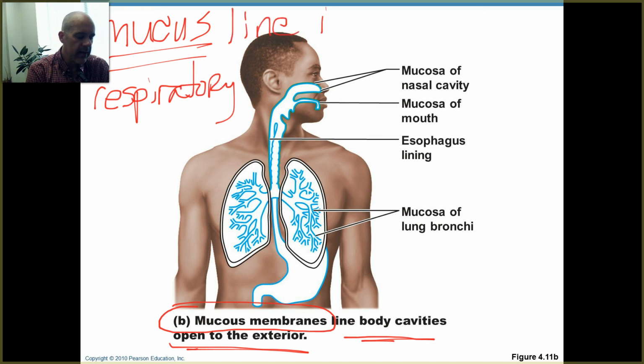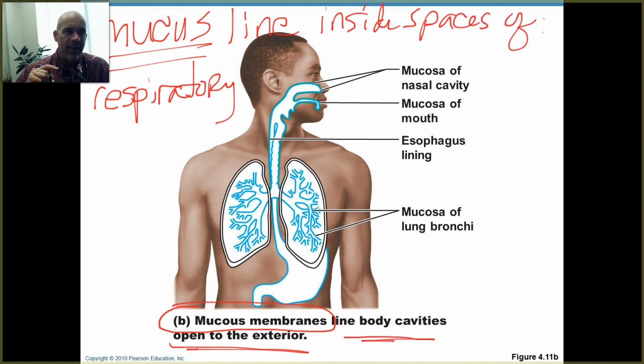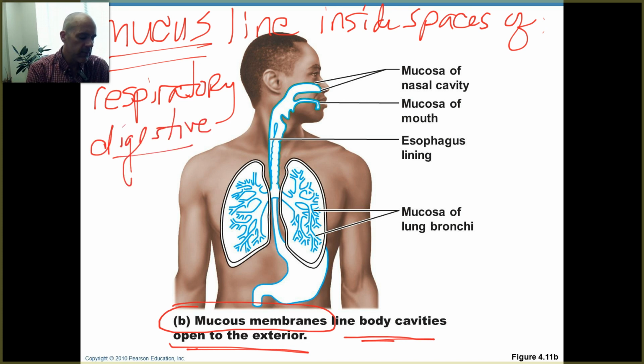So these line the inside spaces of the respiratory system. Digestive system, those two are pretty easy. Okay, so your entire digestive system from one end to the other, that inner lining is considered to be a mucous membrane. Where else?